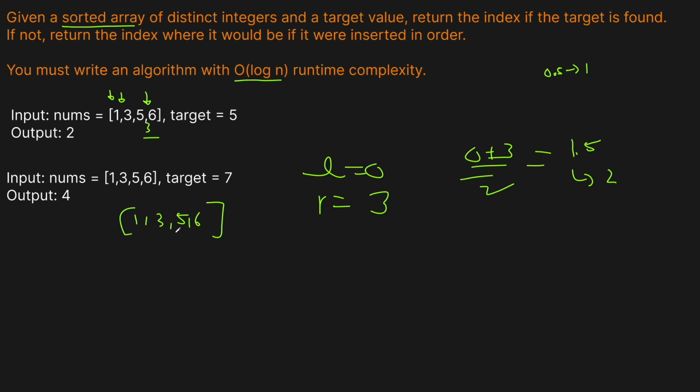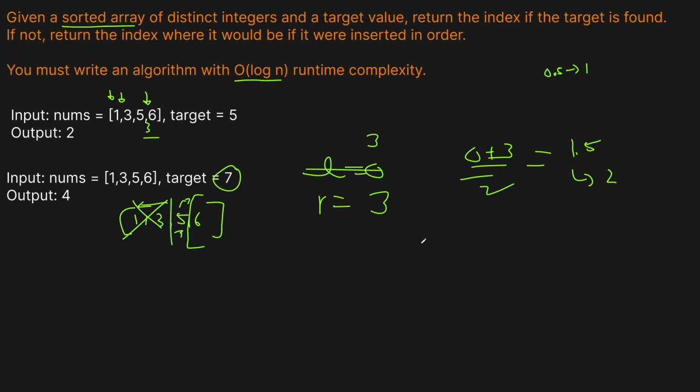Anyway, so we check the index 5. So obviously 5 is less than 7, and it also doesn't equal 7. So anything to the left of 5 is too small. We don't want to search it. We only want to search to the right of 5. So we're basically just searching this half here. So that means our left moves to 3.